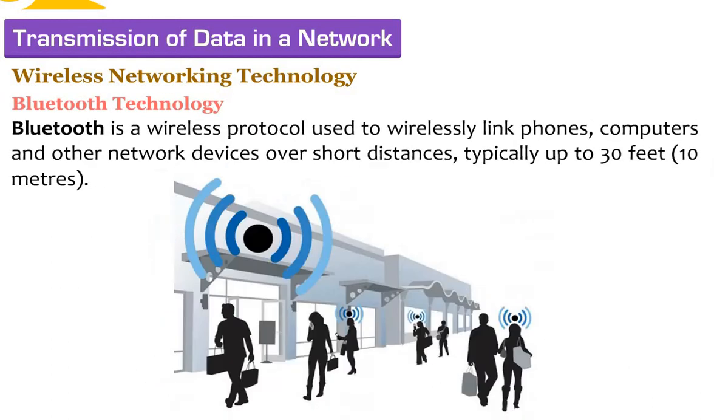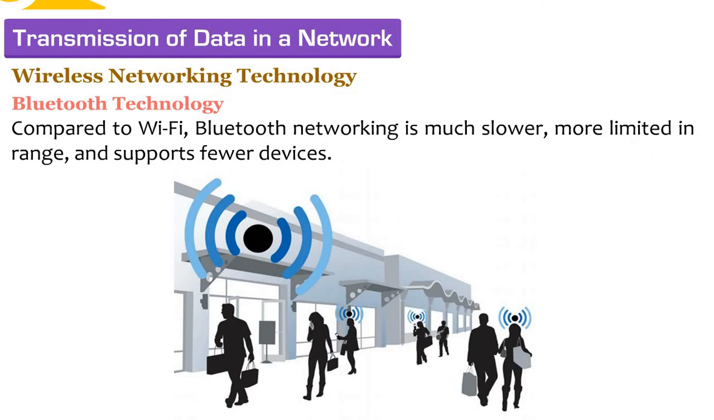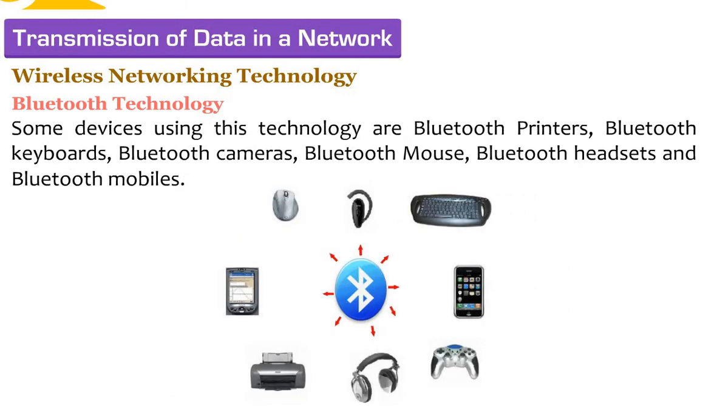Bluetooth technology. Bluetooth is a wireless protocol used to wirelessly link phones, computers, and other network devices over short distances, typically up to 30 feet, 10 meters. Compared to Wi-Fi, Bluetooth networking is much slower, more limited in range, and supports fewer devices. Some devices using this technology are Bluetooth printers, Bluetooth keyboards, Bluetooth cameras, Bluetooth mouse, Bluetooth headsets, and Bluetooth mobiles.